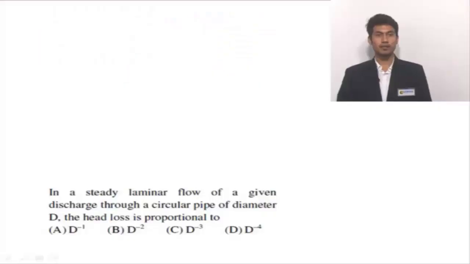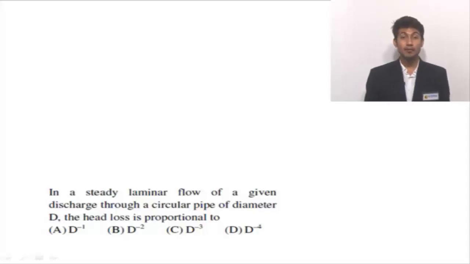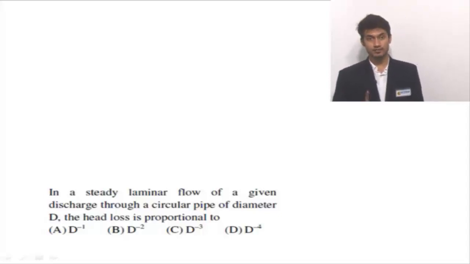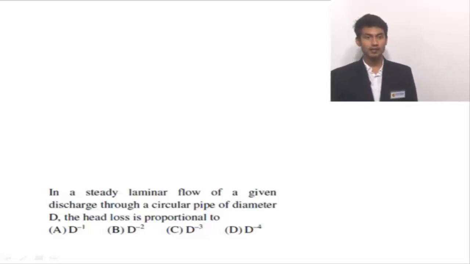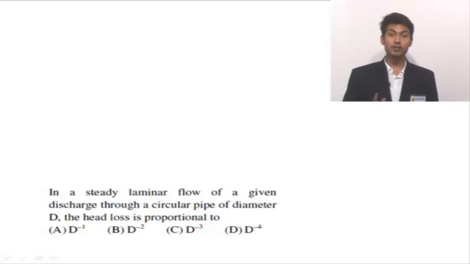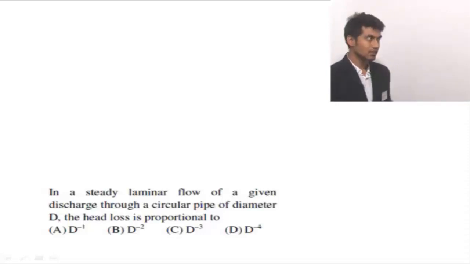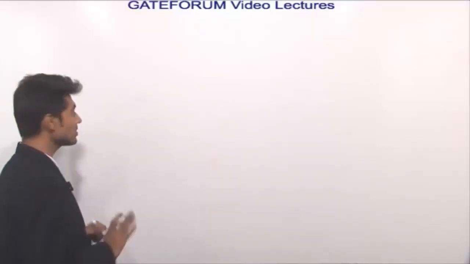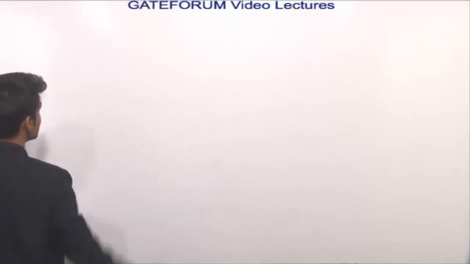Hence proved. The question is: in a steady laminar flow of a given discharge, this statement is very important. For a given discharge through a circular pipe of diameter D, the head loss is proportional to: options A, 1 by D; B, 1 by D square; C, 1 by D cube; D, 1 by D power 4. It is one of the most repeated questions in engineering services examinations. You would have seen similar questions in GATE also, but it is one of the favorite questions because it is quite logical as well as tricky.